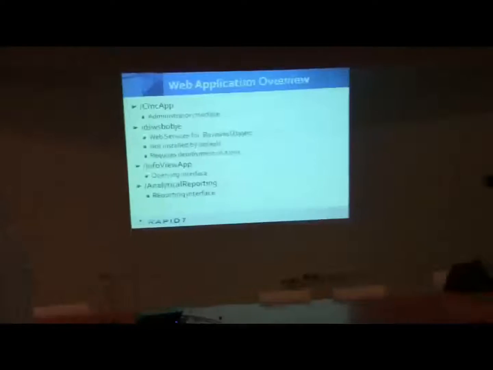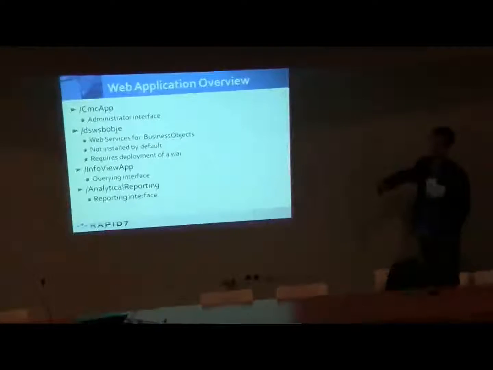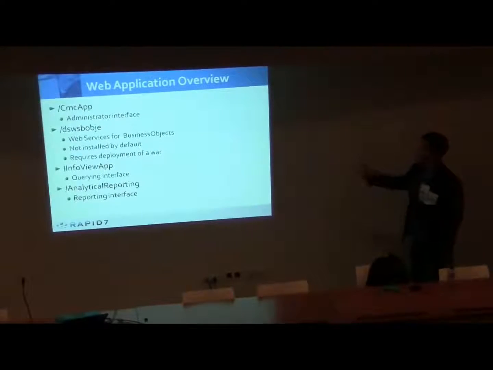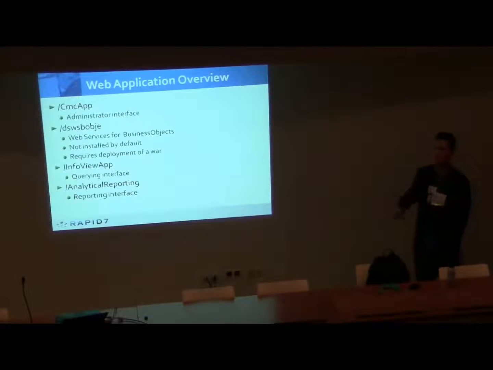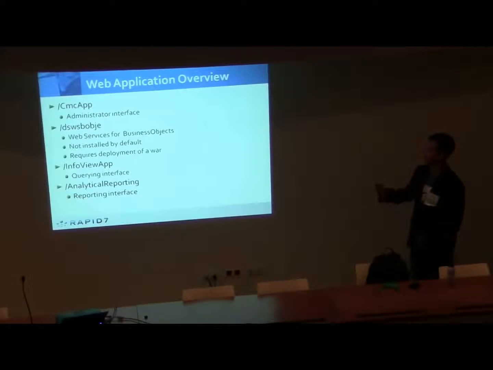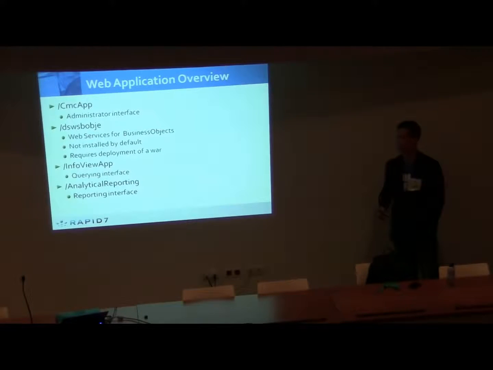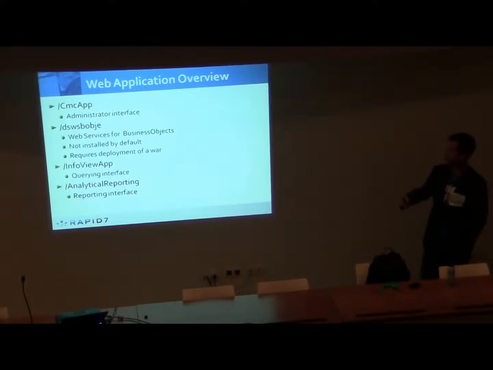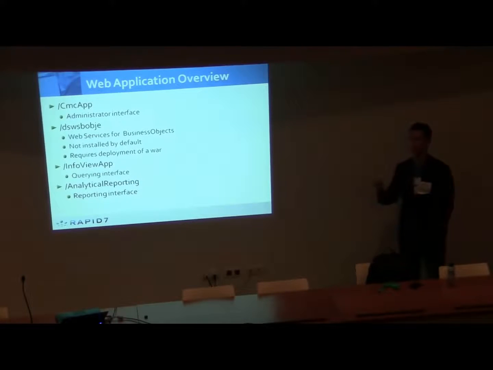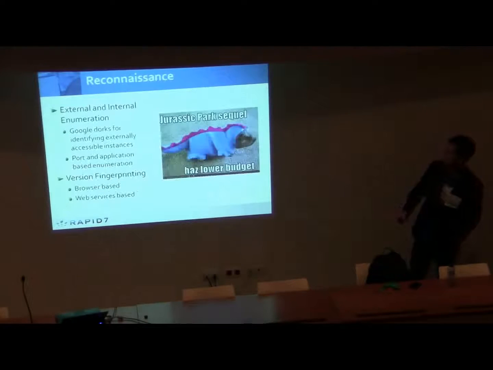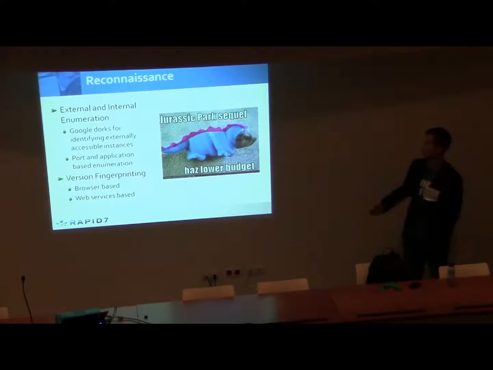So reconnaissance discovery, these are a couple of the web application interfaces for business objects. So the CMC app, talked about before, is the main administrative interface. The DSWS BobJE, which is the web services, is not installed by default and requires deployment. There's also the InfoView app, and analytical reporting. So if you're seeing business objects is installed, you're going to use it in different ways. It also becomes useful when you start looking at the Google Docs.